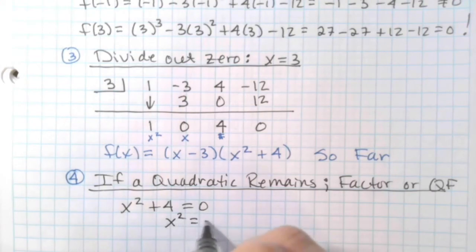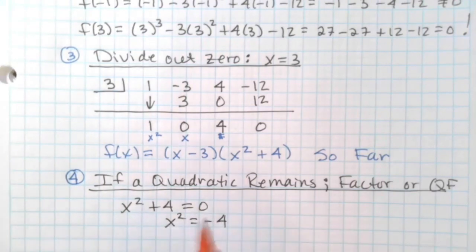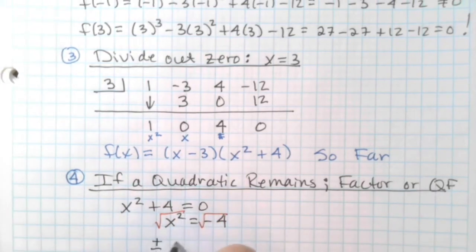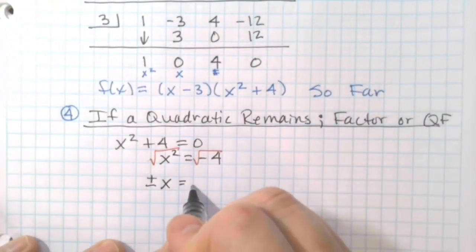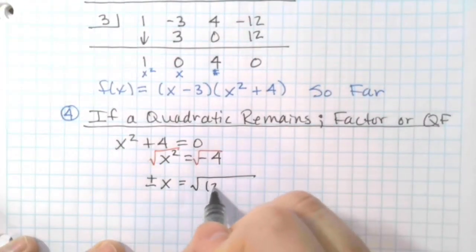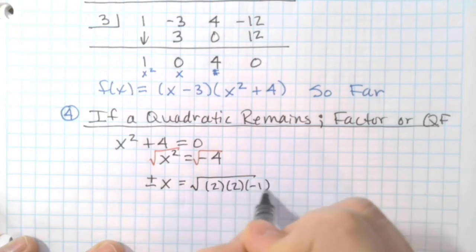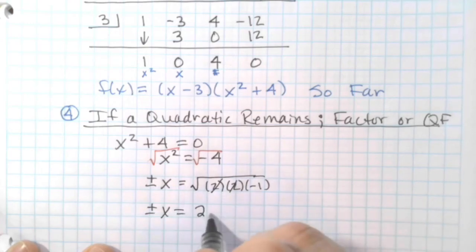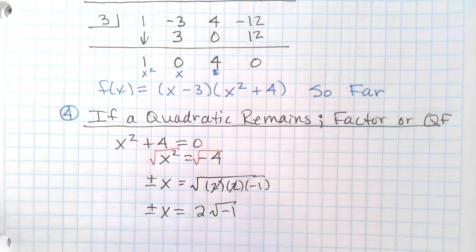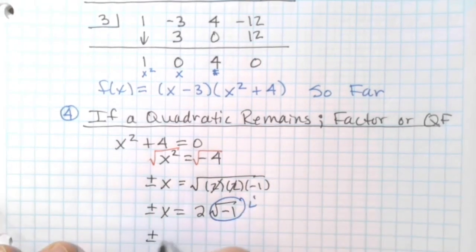So x squared equals negative 4. Take a square root of both sides. 2 x's, 1 comes out. It is positive and negative. So with the negative 4, just to show you a step, you probably won't need to show on your own work. It's 2 times 2 times negative 1. So 2 2's, 1 comes out, and I have square root negative 1 left. That gets replaced by an i. So plus minus x equals 2i. So x equals plus and minus 2i.